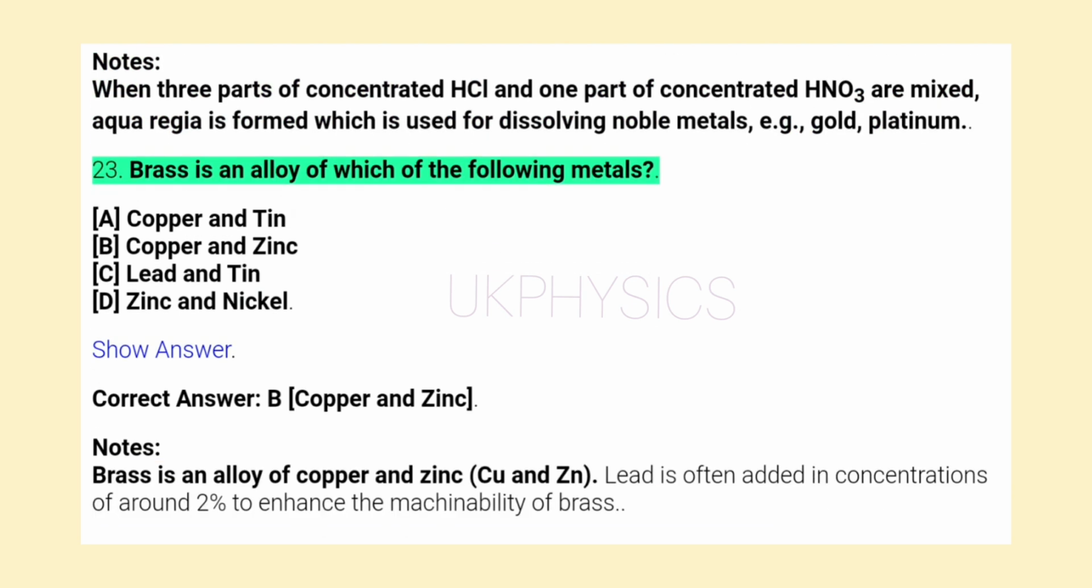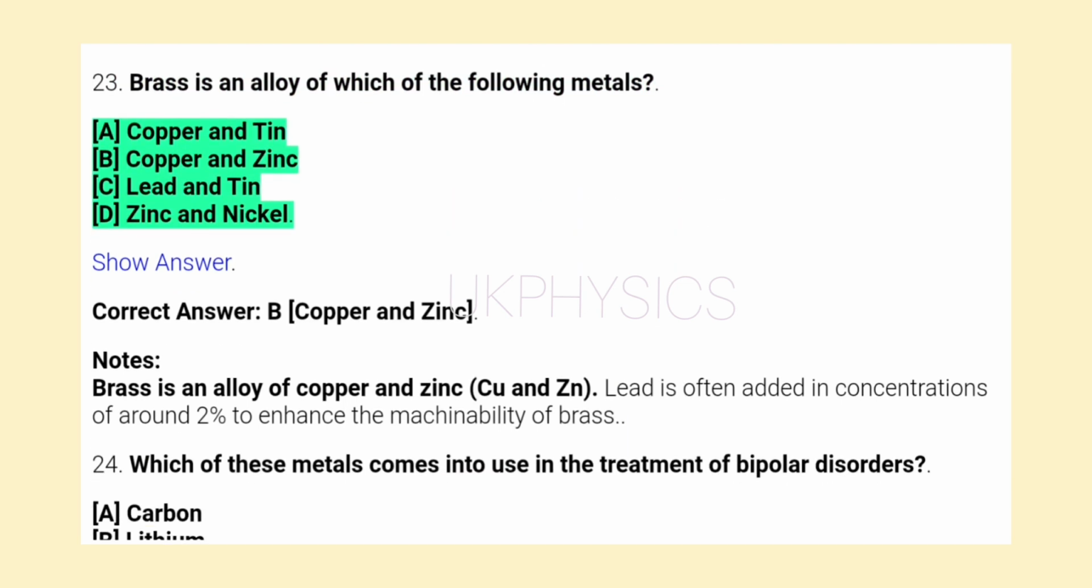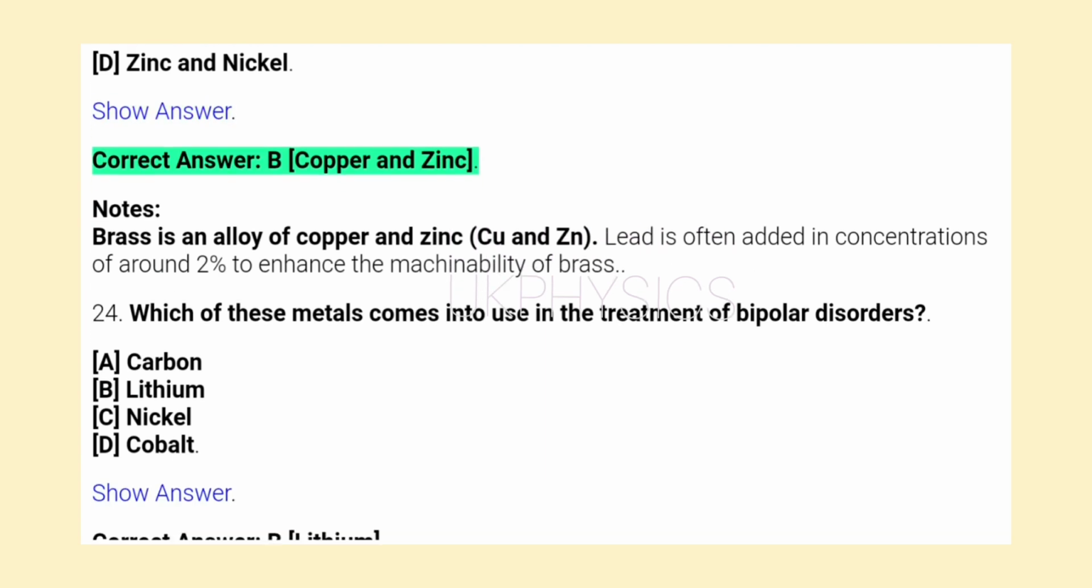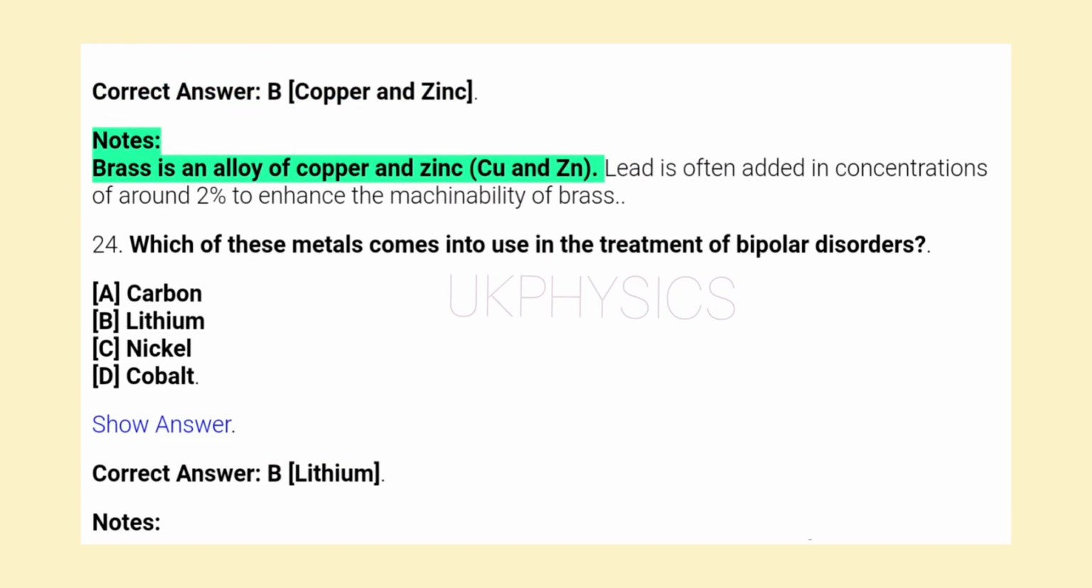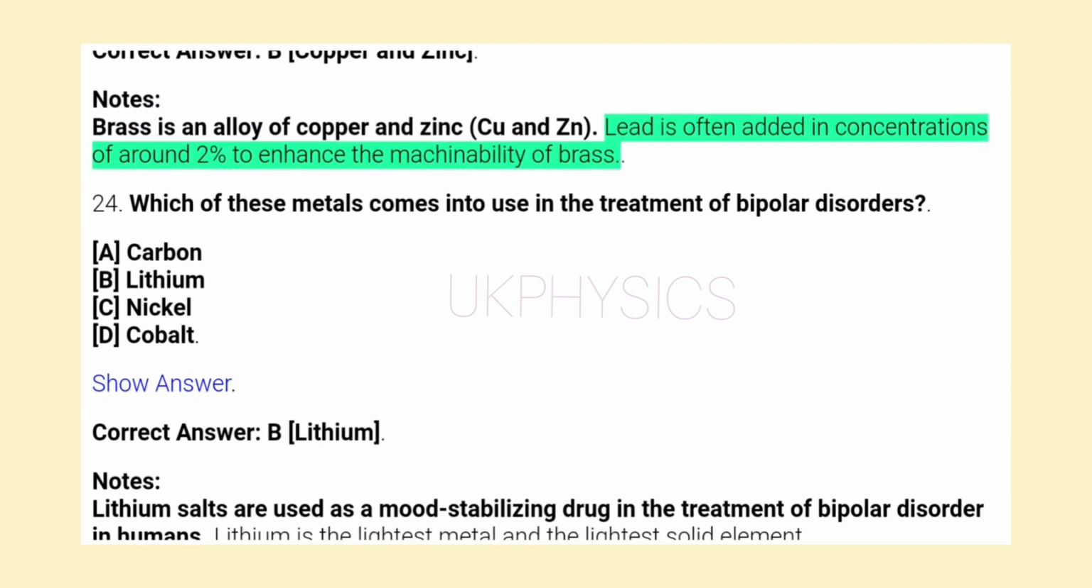23. Brass is an alloy of which of the following metals? A. Copper and tin, B. Copper and zinc, C. Lead and tin, D. Zinc and nickel. Show answer. Correct answer, B. Copper and zinc. Notes: brass is an alloy of copper and zinc, Cu and Zn. Lead is often added in concentrations of around 2% to enhance the machinability of brass.